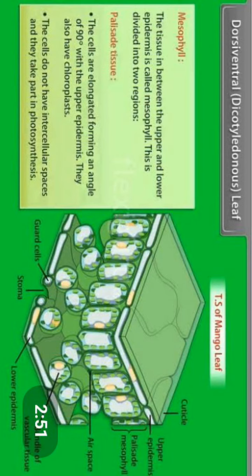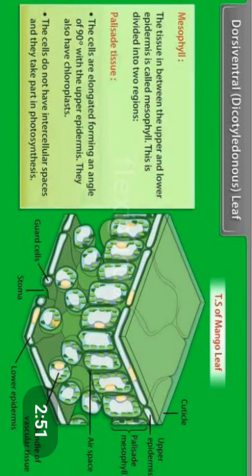So make sure we are going to discuss the dorsiventral leaf. One point for your kind notice: why is this dicotyledonous leaf called a dorsiventral leaf? The dorsal side varies from the ventral side. How come? Let us see this point in detail.